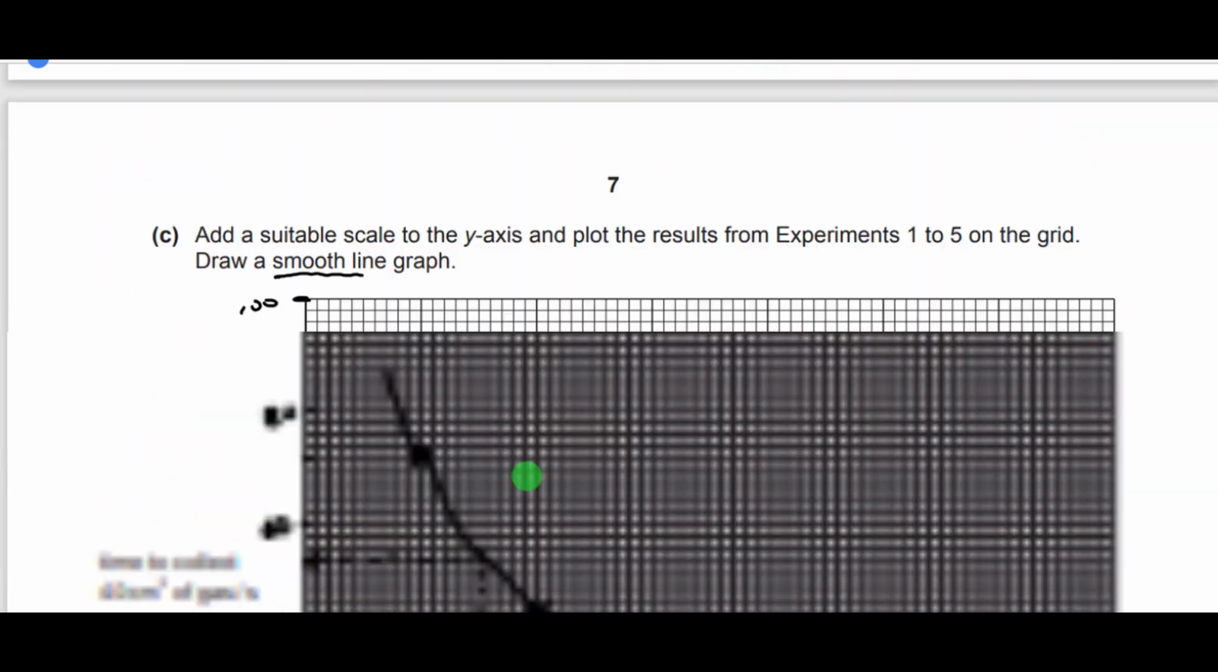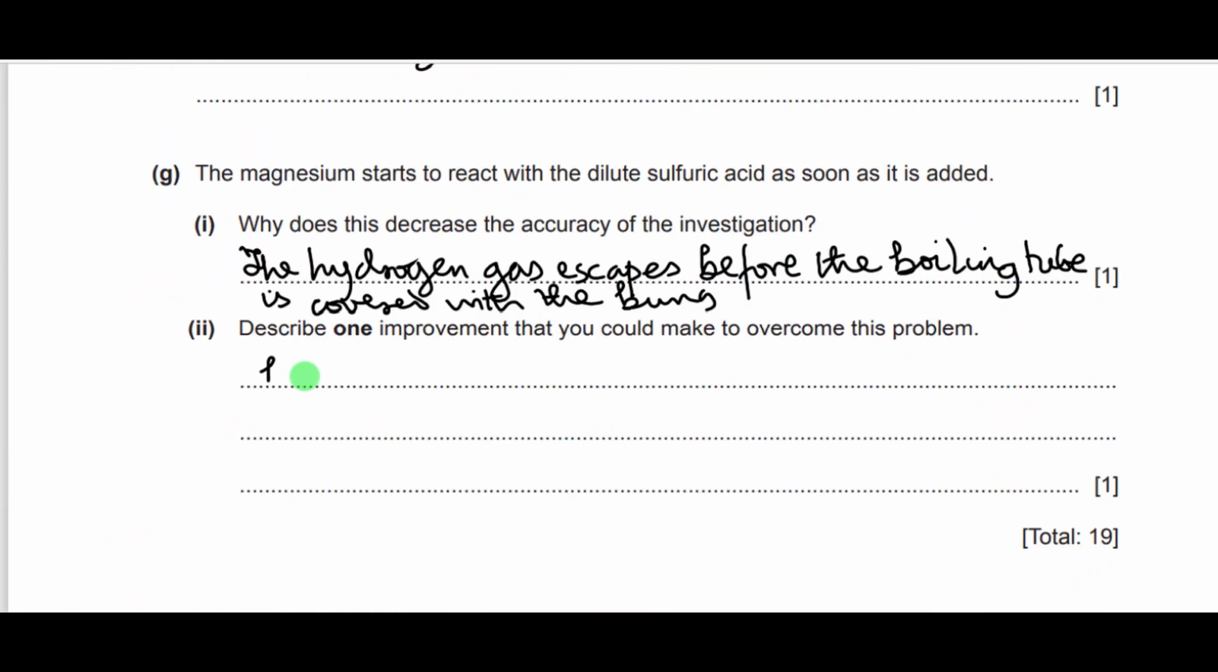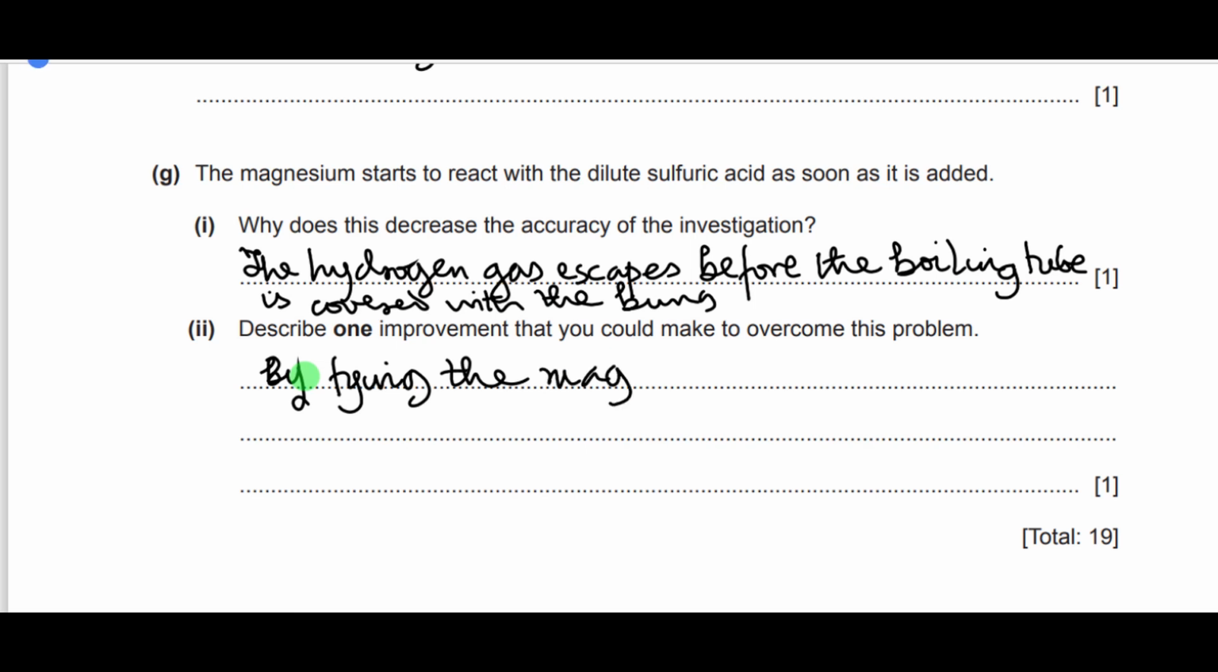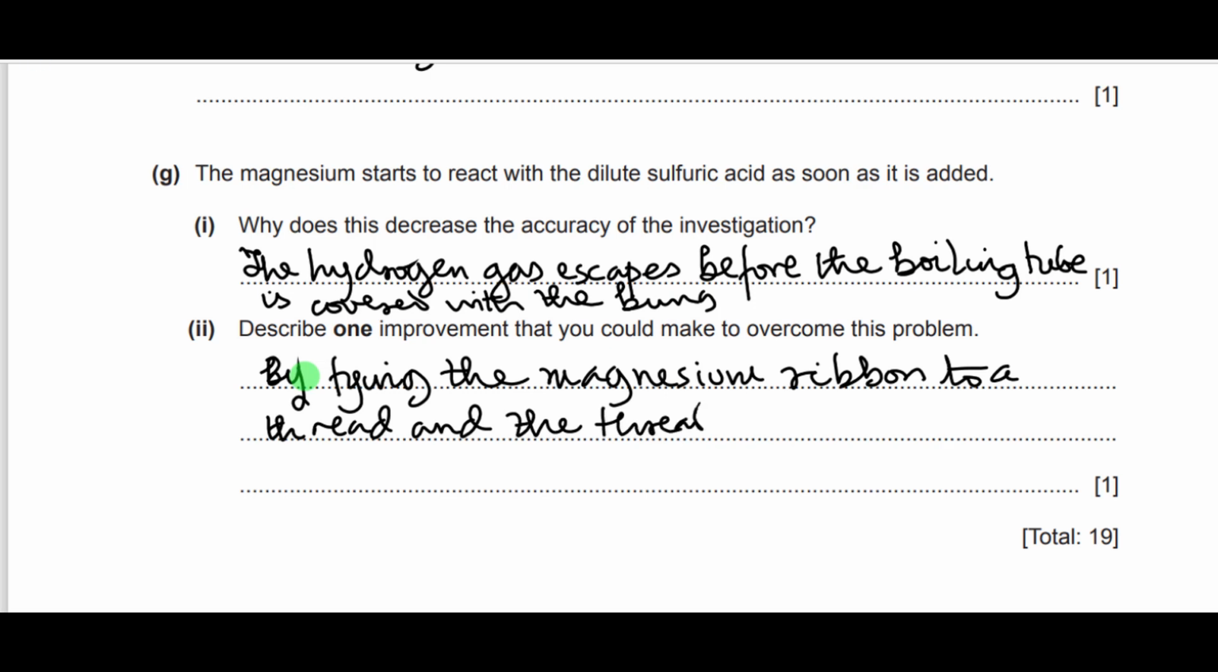So what are we to write here? By tying the magnesium ribbon to a thread and the thread tied to the bung.